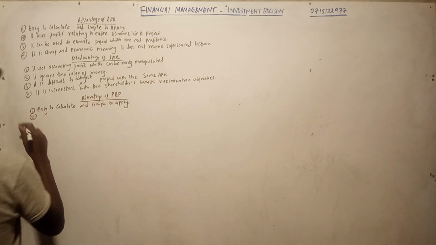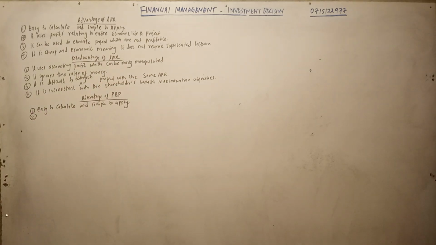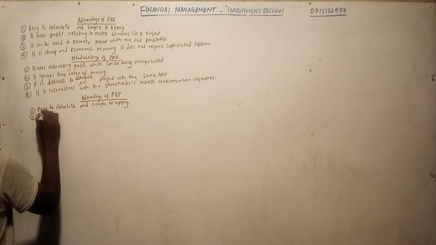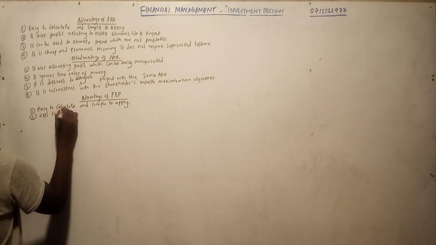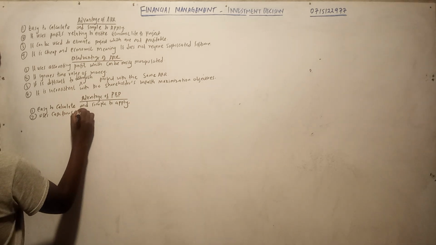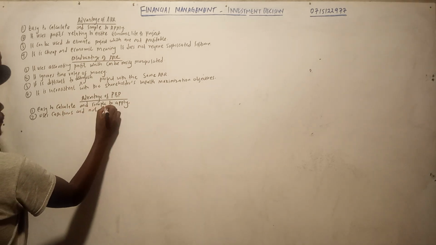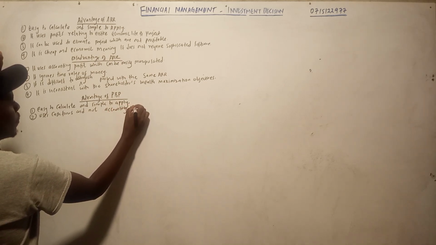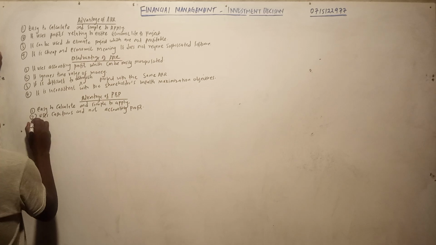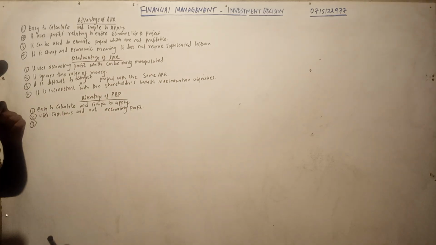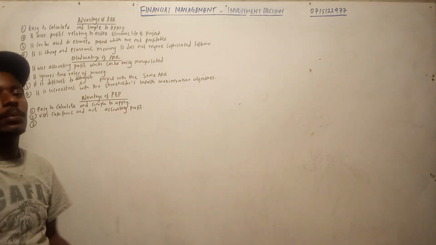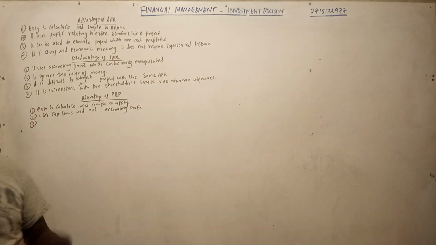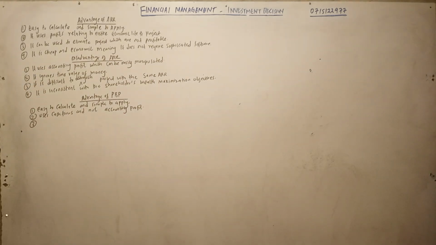Number two, we can talk about it uses cash flows and not accounting profit. So that's an advantage, because accounting profit can be manipulated. If it uses the cash flows, they cannot be manipulated.